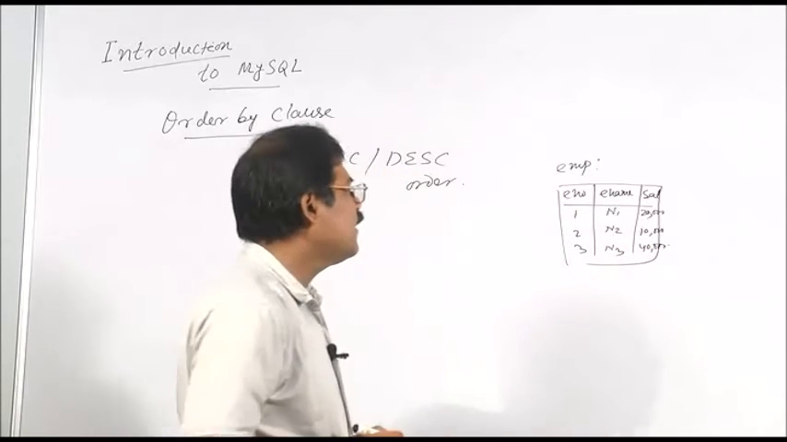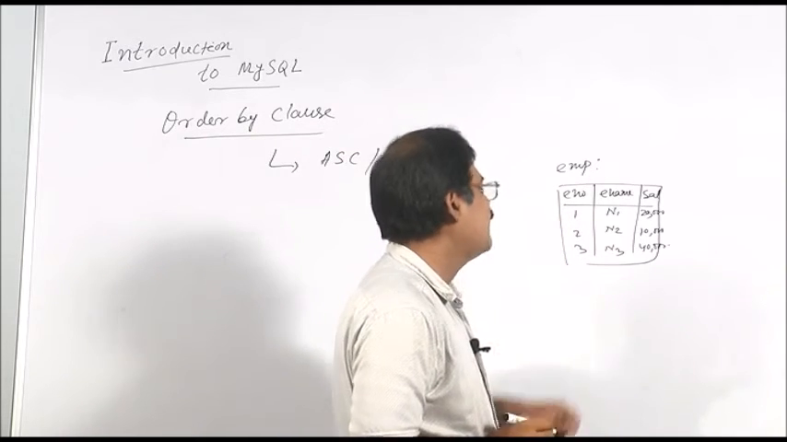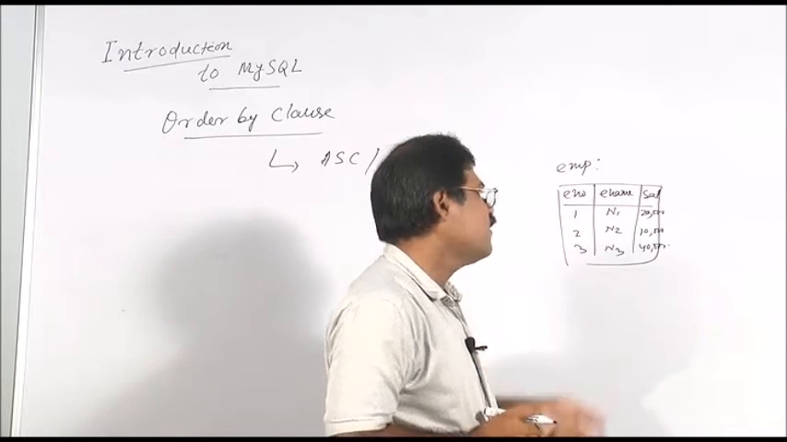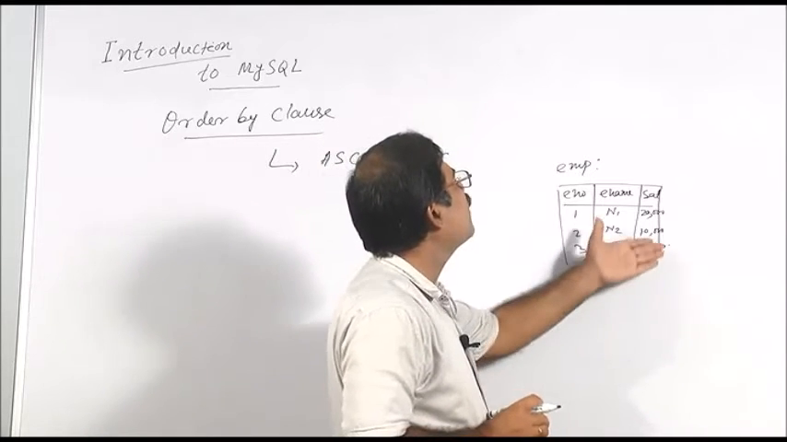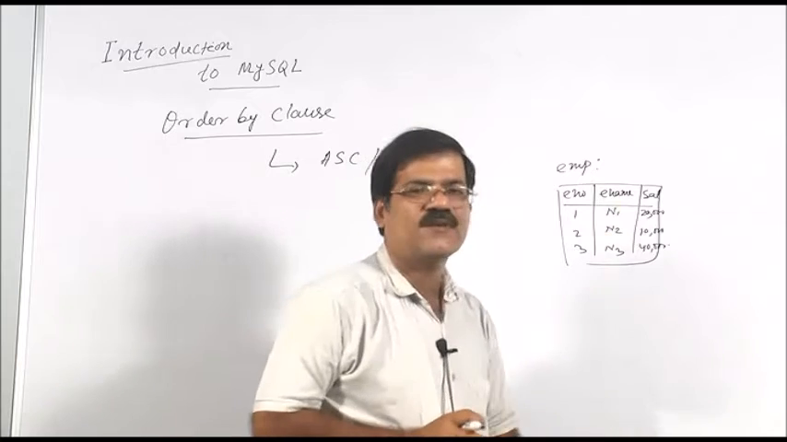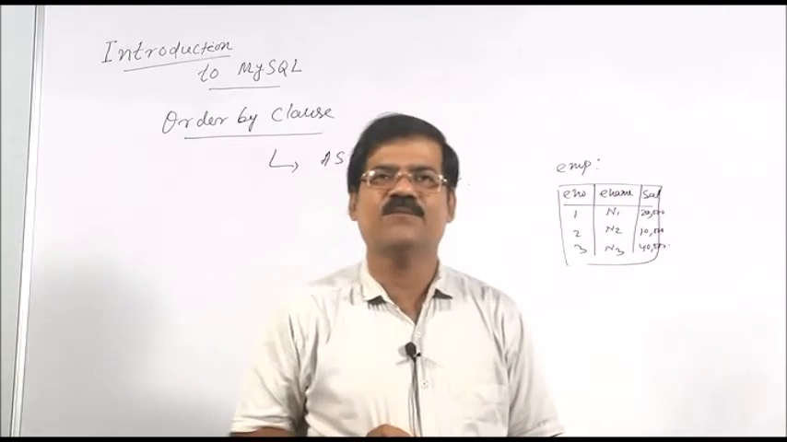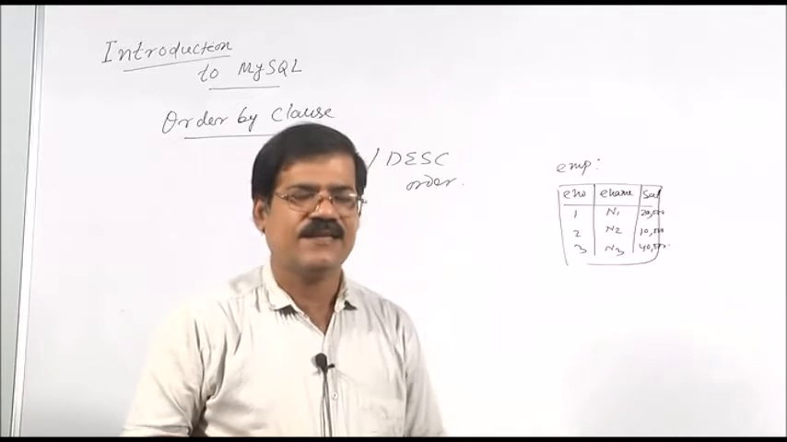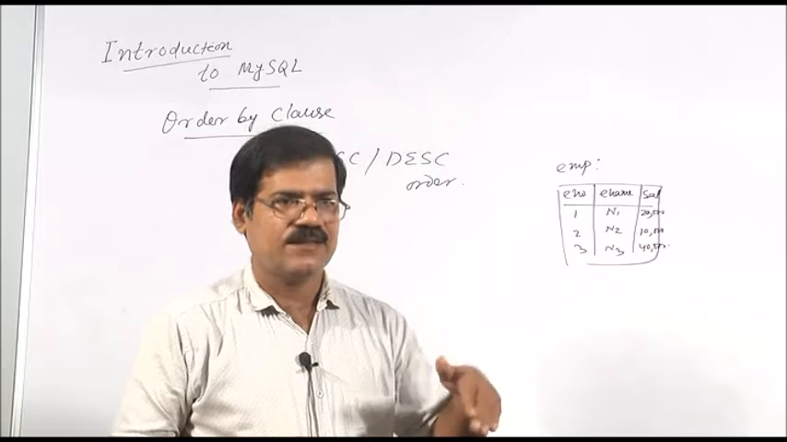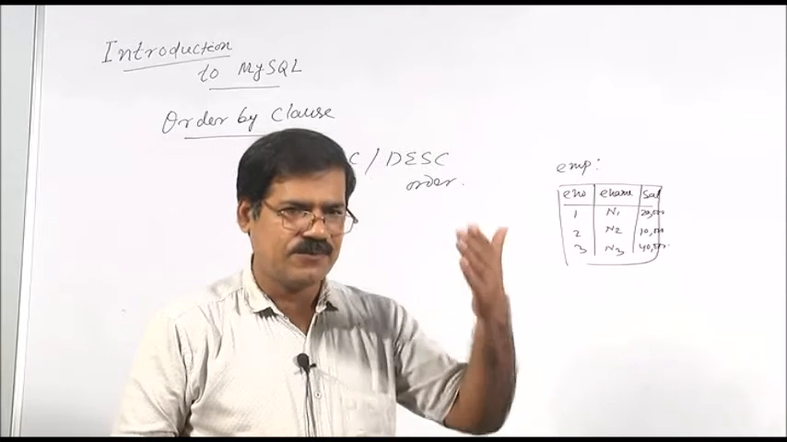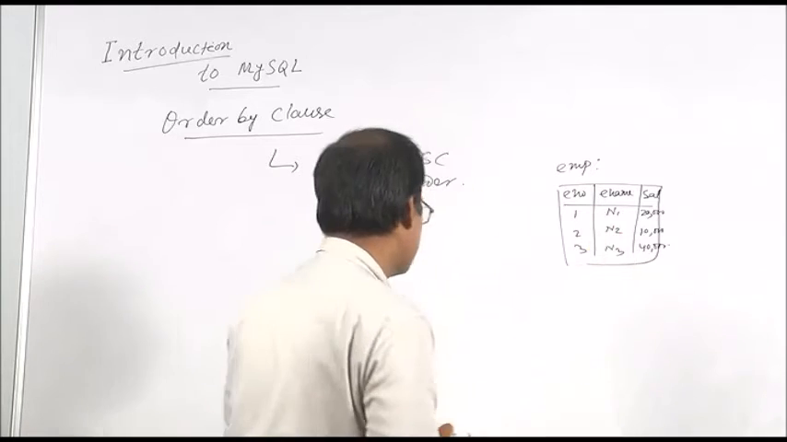I want to sort the records. There are 3 records: record 1, record 2, and record 3. The employee number is already sorted. I want to sort according to the salary. Suppose your higher authority tells you, show me the details of the employees according to their salary in a particular order: the minimum salary first, then the next minimum, then the next, up to who gets the maximum salary. So I want to sort according to the salary.